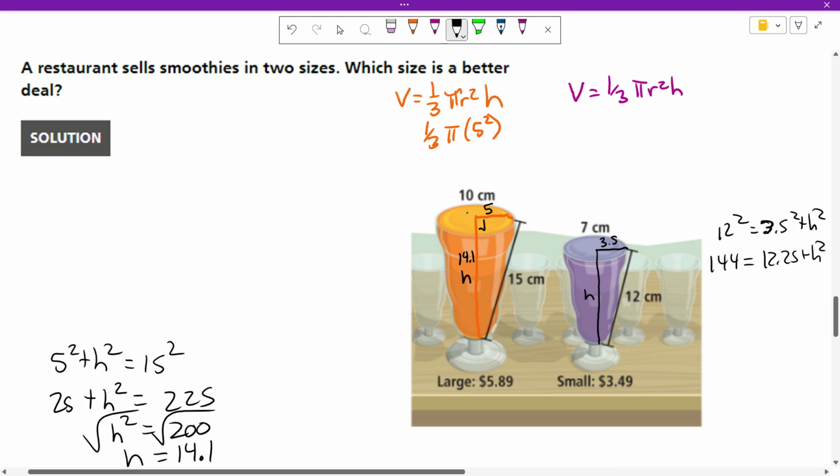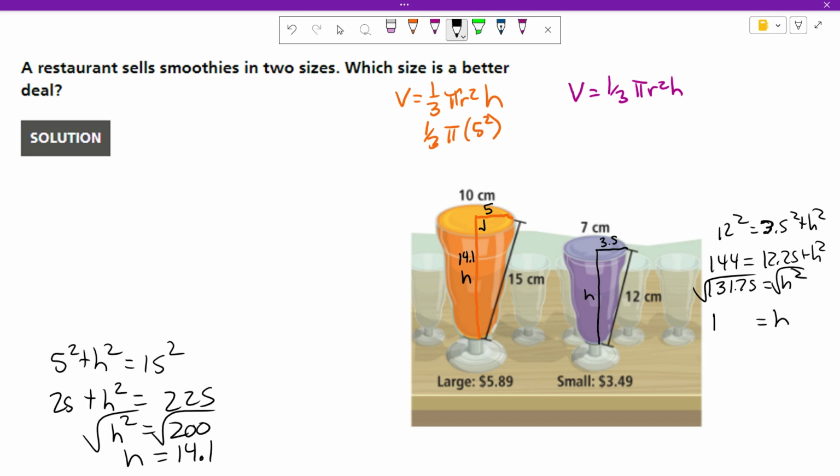12.25 plus h squared. If we subtract 12.25, I get 131.75, right? Take the square root of 131.75. What do we get? 11.5. We'll call it good at 11.5.